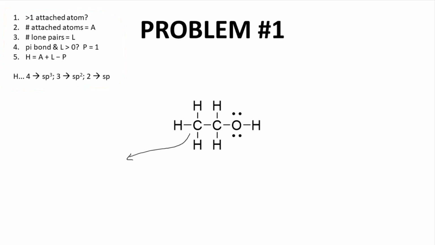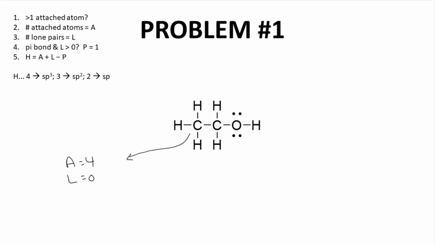So the first question, do we have on this carbon more than one attached atom? Well, yes, we have 4 attached atoms. So that clears that hurdle. So question 2, how many attached atoms do we have? Well, of course, we have 4. 1, 2, 3, 4. Therefore, A equals 4. Step 3, do we have any lone pairs? Nope. 0 lone pairs, so that's 0.